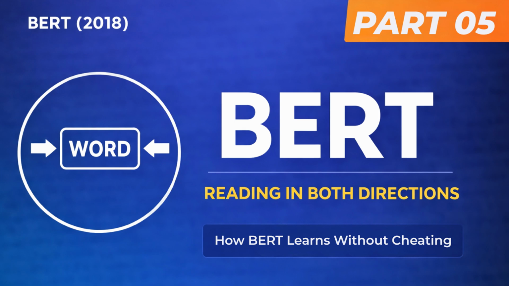Coming up in Part 6, we will look at fine-tuning properly. Pre-training gives you general-purpose representations. Fine-tuning is how you turn those representations into working systems: classification, entailment, tagging, and question answering, using the same encoder and minimal task-specific changes.